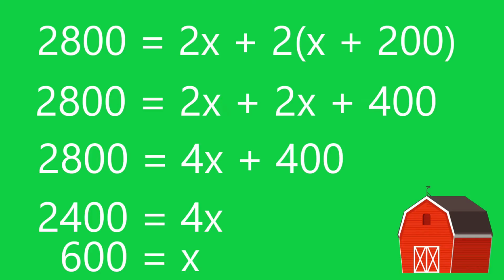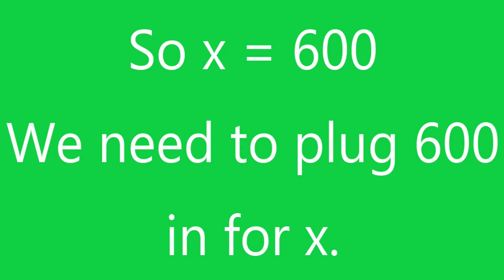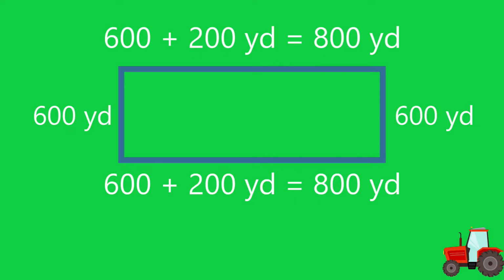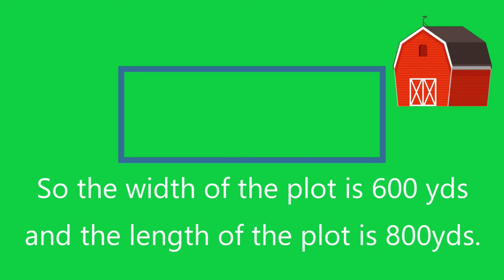As we move through the steps of solving the equation, we find that x equals 600. When we plug 600 in for x, we get that the width is 600 yards and the length is 800 yards. The width of the rectangular plot we will fence in is 600 yards and the length is 800 yards.